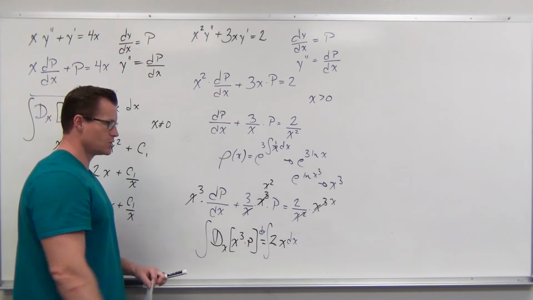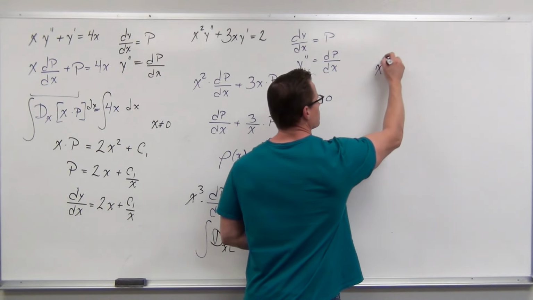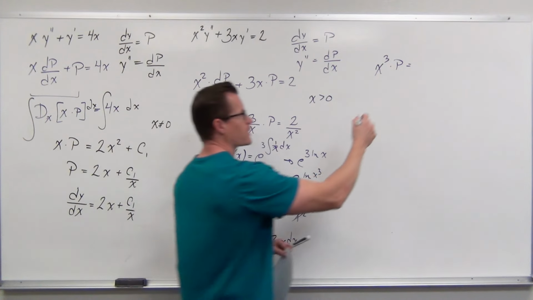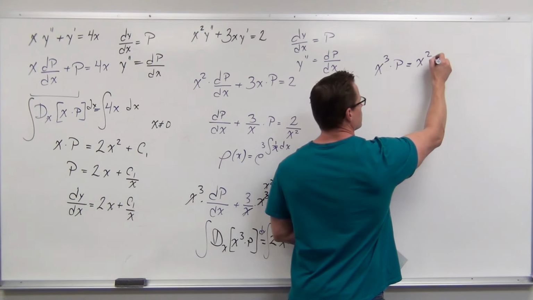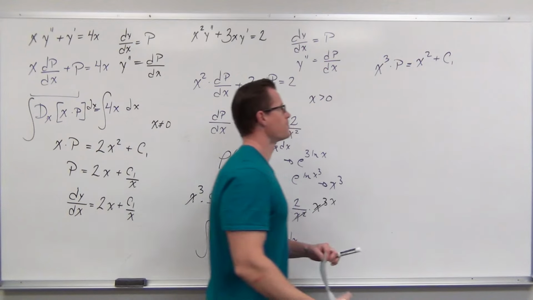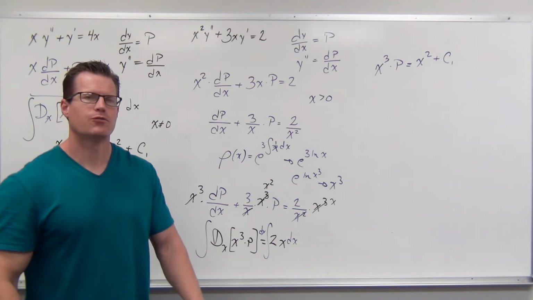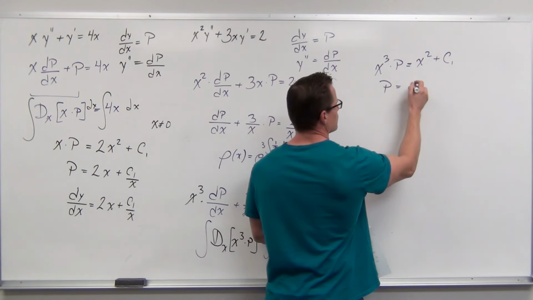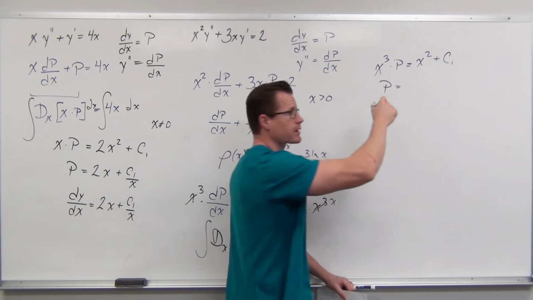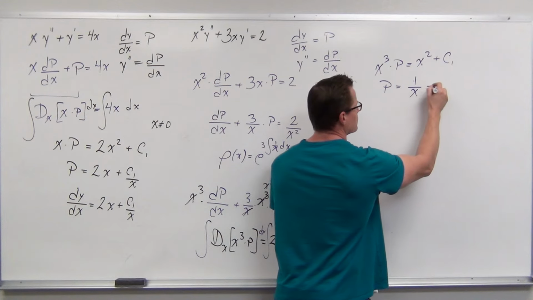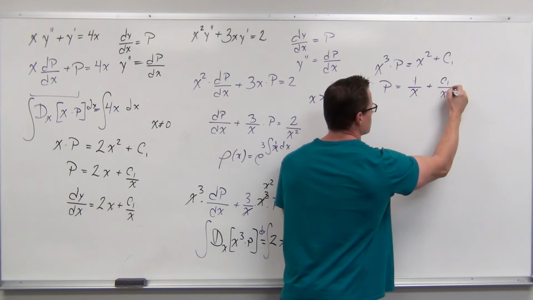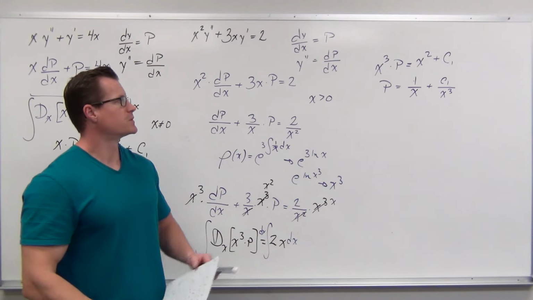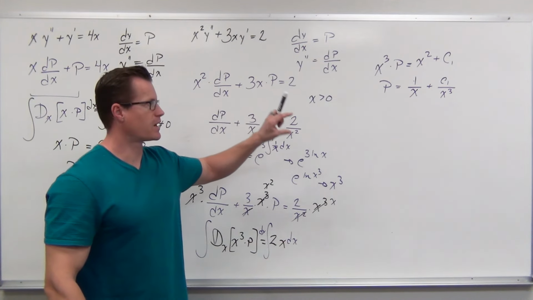So we're going to get this x cubed times p. On the right-hand side, we have x squared plus c sub 1. Let's solve for p as much as possible. Let's divide by x cubed. So if we divide by x cubed, we're going to get 1 over x. But we're also going to get c sub 1 over x cubed. So let's see, x squared over x cubed. Yes, 1 over x.